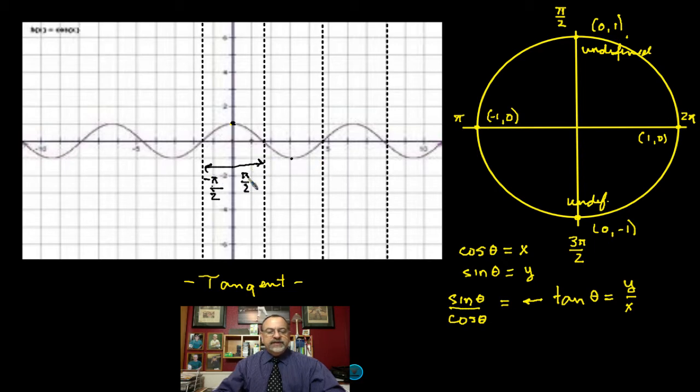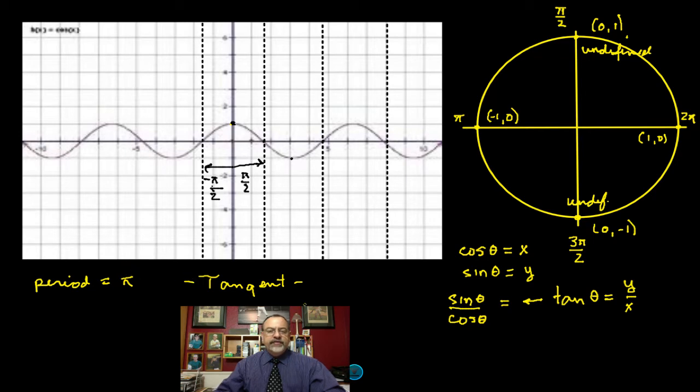So as we look at this then, what is the period of the tangent function? Well, we can see that the tangent function goes from this asymptote to this asymptote. And this is pi over 2 and this is pi over 2. So the period of the tangent function is pi. So unlike the sinusoids, whose period was 2 pi, the period of the tangent function is pi.